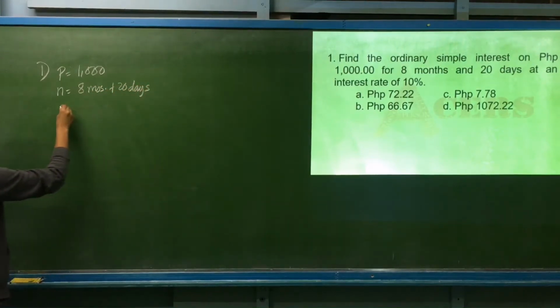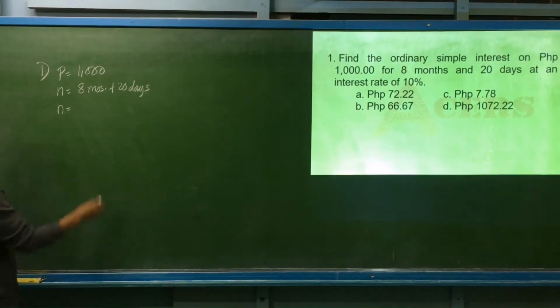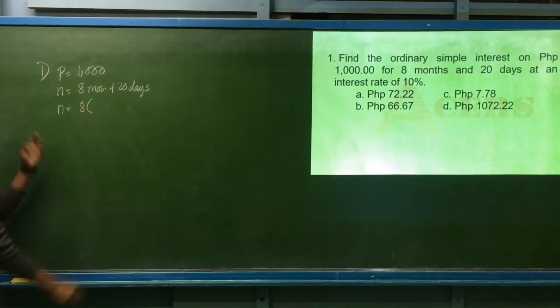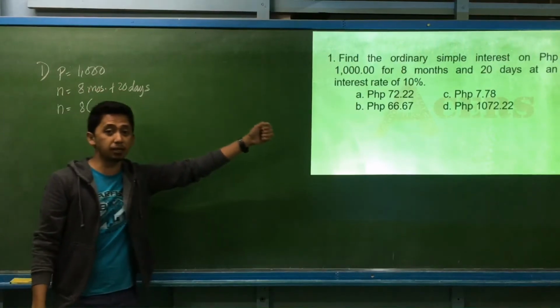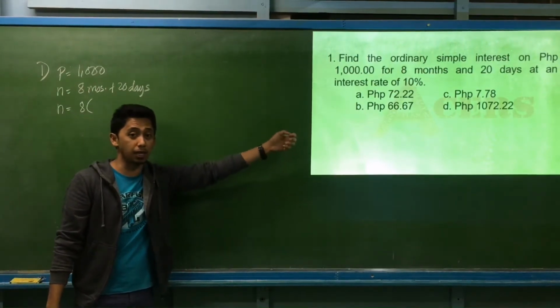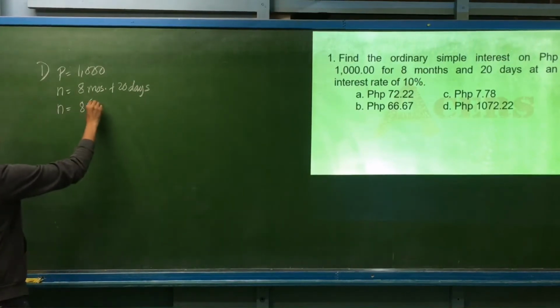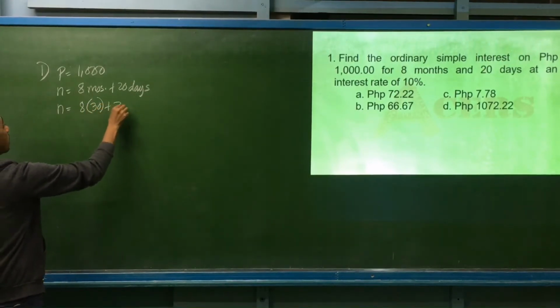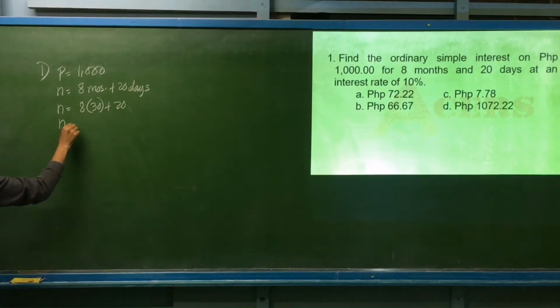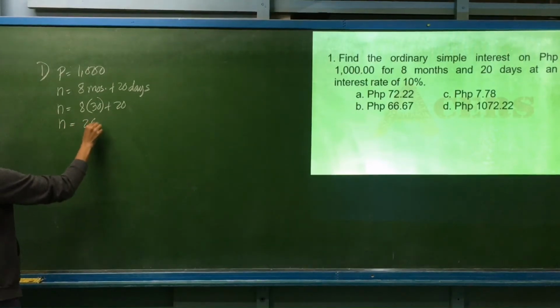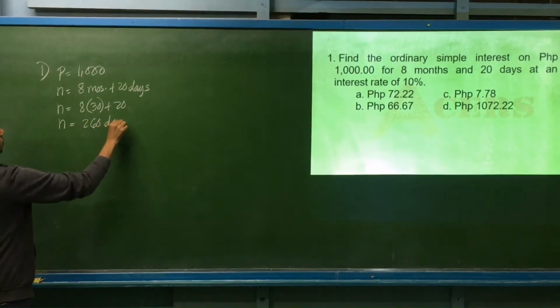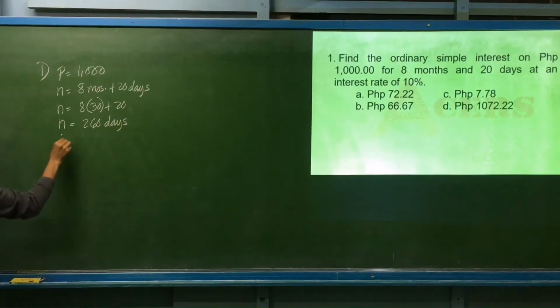Let's have it in terms of days. For the number of interest periods, since we are using ordinary simple interest, 1 month is strictly equal to 30 days. So this is 8 times 30 plus 20, which gives 260 days. And the given rate is equal to 10%.